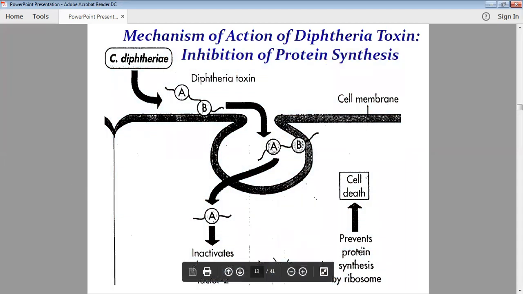A blocks protein synthesis by preventing elongation factor 2 in the ribosomes. Due to the block of elongation factor 2, there is no production of protein. So protein synthesis is suppressed, and then the cell dies. Inhibition of protein synthesis by inhibiting elongation factor 2.